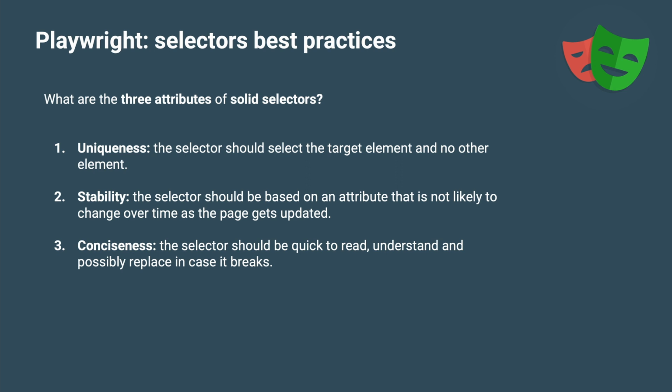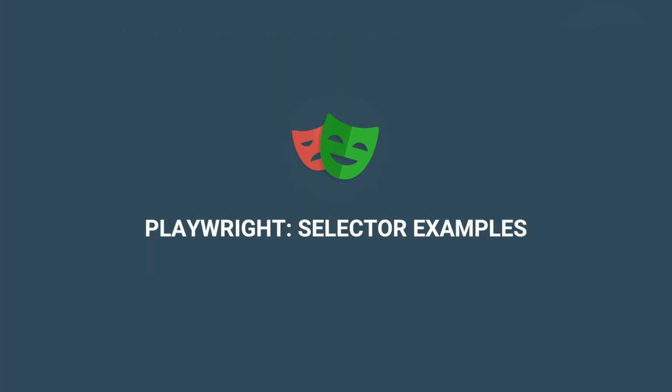And then we want conciseness. So in general, we want to have a selector that's as short as possible. That's easier to read, to understand, and therefore to replace. And in general, always keep in mind that, as with software engineering in general, we want to limit complexity where possible. So if we have a simpler solution that delivers the same result, we will go with that. So again, uniqueness, stability, and conciseness. Keep these 3 in mind when choosing a selector.